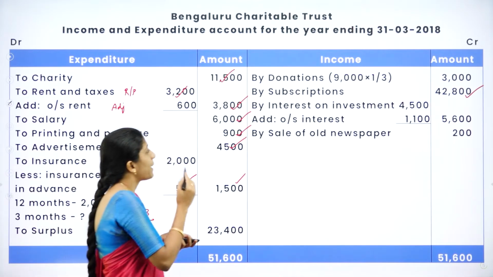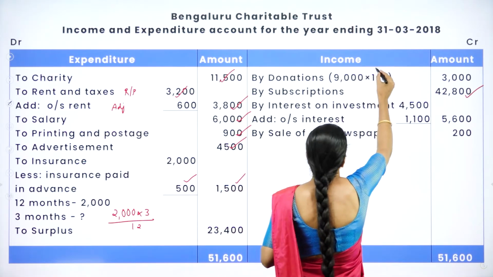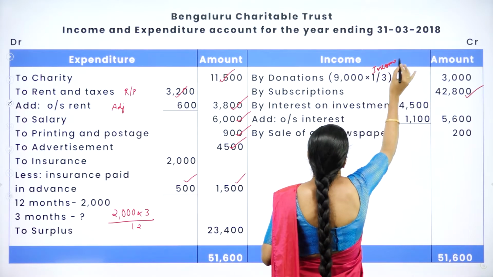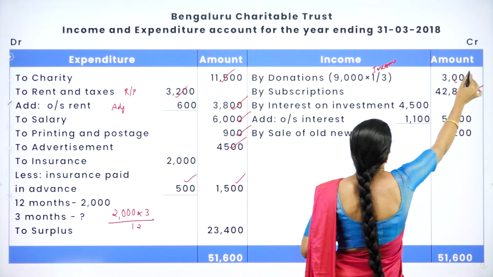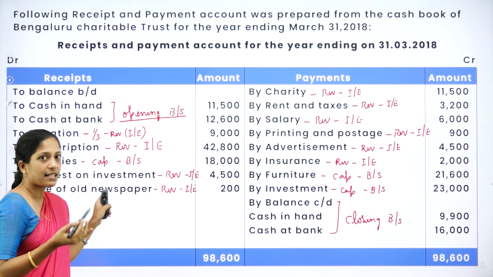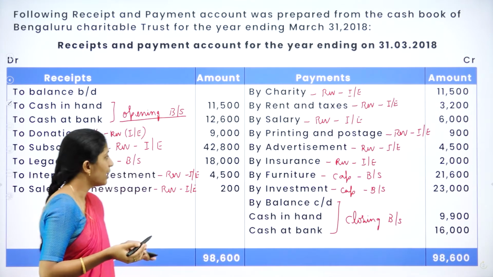So, how to record the donation? The total donation is 9,000, but only 1/3 has to be recorded in the income and expenditure account, that is 3,000. And the next, legacies, is a capital item. Interest on investment, that is 4,500.